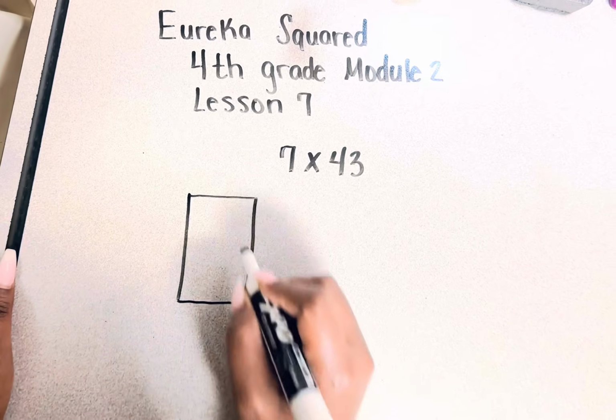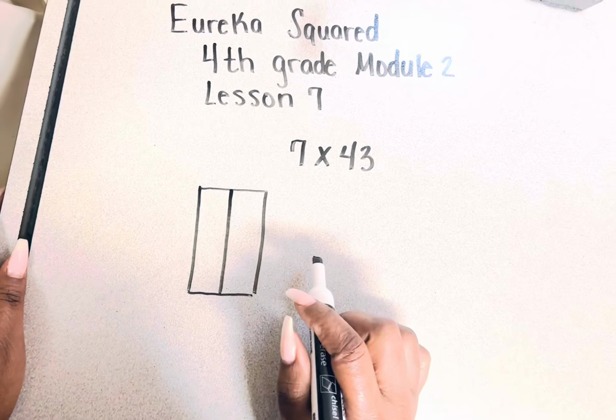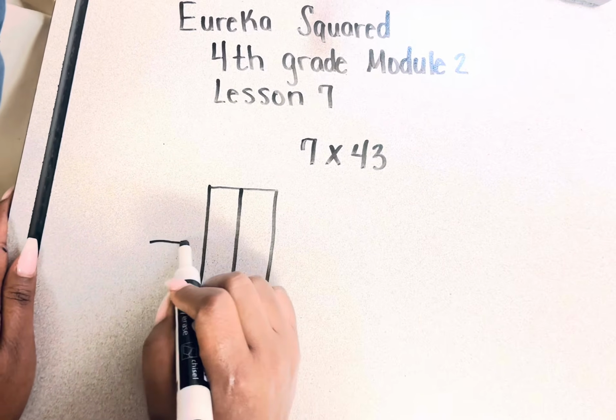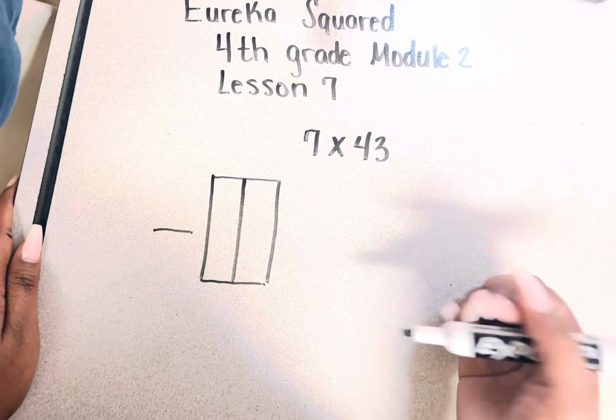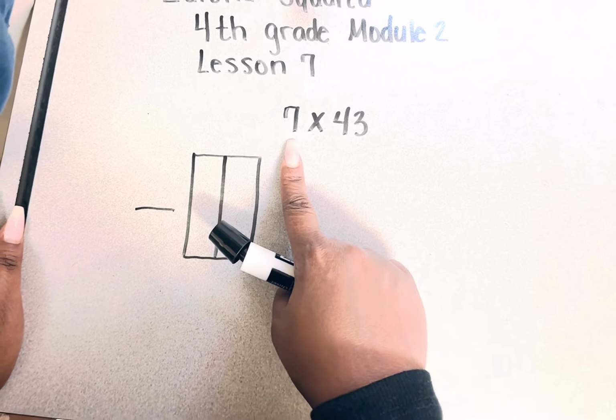The area model is going to have two different parts. One side will be for my tens, one side will be for my ones. This outside line here is for my factor. How do I know what my factor is? My factor is always the number that I'm multiplying by first, that is the smallest number.